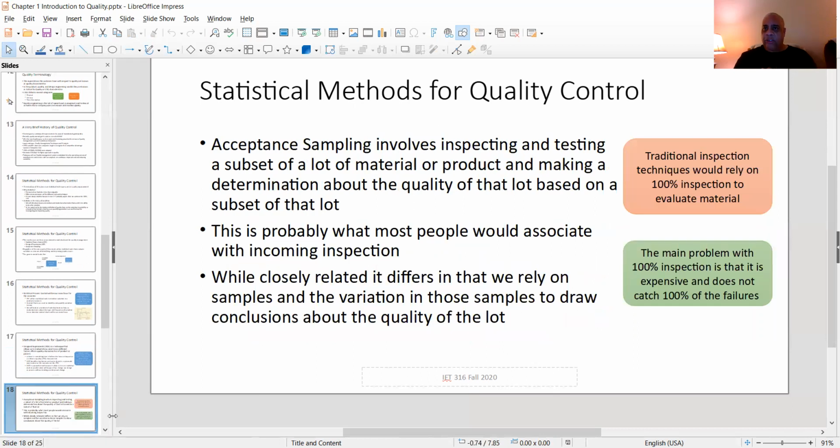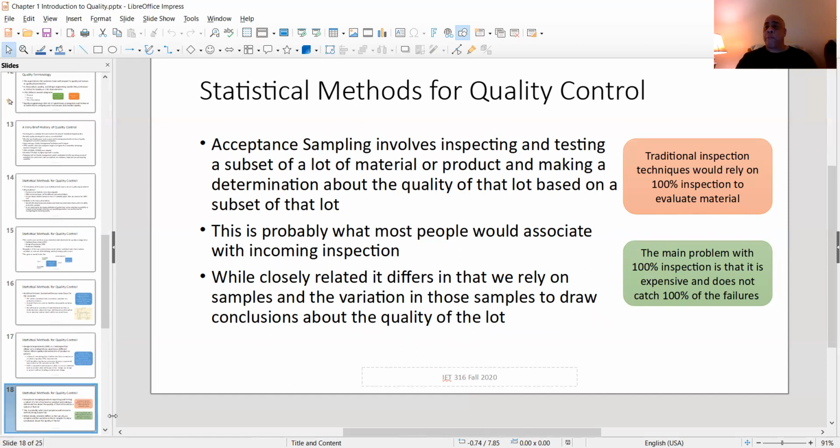Also, I love acceptance testing. Now, again, no matter what field you're in, when you're doing inspection, you're going to have tests. So traditional inspection techniques would rely on 100% inspection to evaluate material. Now, the main problem with 100% inspection is that it is expensive and it does not catch 100% of the failures. So acceptance sampling involves inspecting and testing a subset of a lot of material or product and making a determination about the quality of that lot based on a subset of that lot.